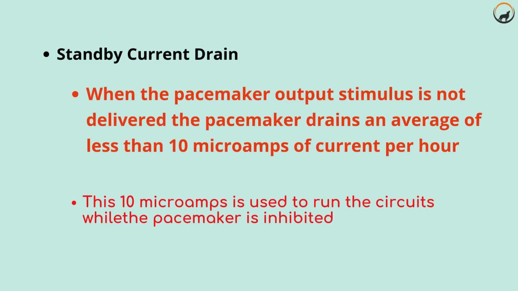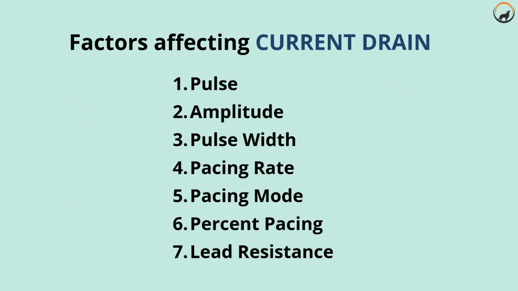When the pacemaker output stimulus is not delivered, the pacemaker drains an average of less than 10 microamps of current per hour. These 10 microamps are used to run the circuit while the pacemaker is inhibited. Next, we move on to the factors that affect current drain, which include pulse amplitude, pulse width, pacing rate, pacing mode, percentage of pacing, and lead resistance. When the pulse amplitude and pulse width are increased, the current drain is also increased. When a pacing mode is changed from one to another, the current drain also changes. When the pacing percentage is increased, the battery longevity is also reduced.